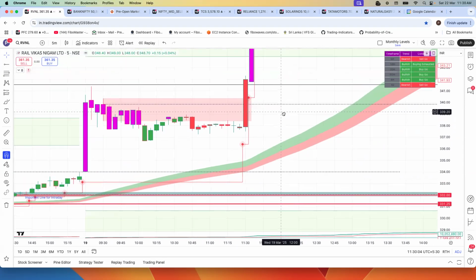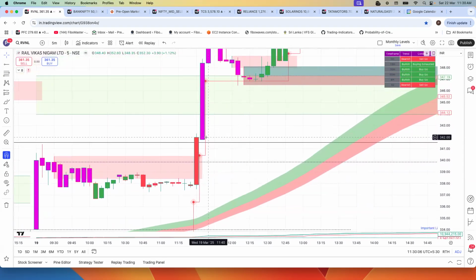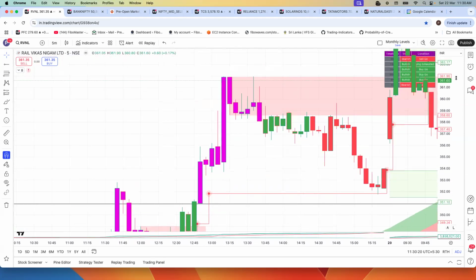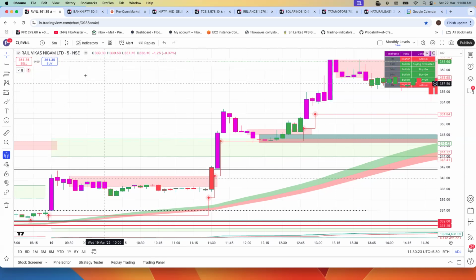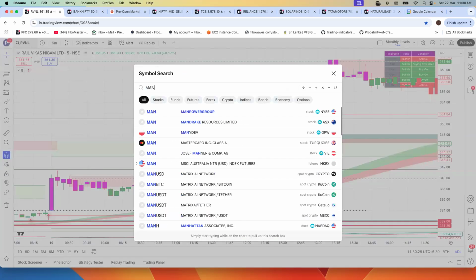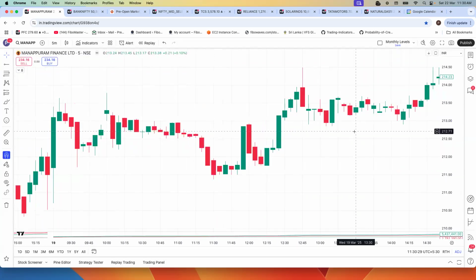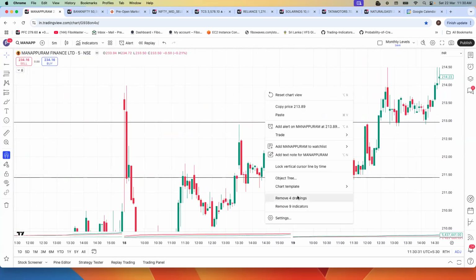Here, purple is nothing but green. When you see purple, close your eyes and buy it, because you have to hold it. Purple is for holding, so it went up like this. I'll show you Manappuram.